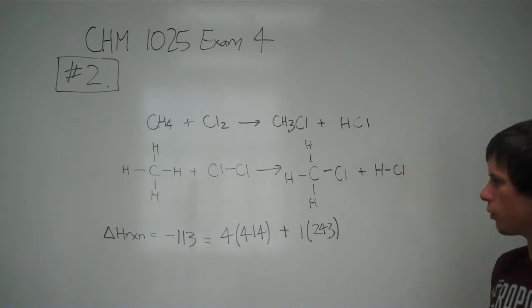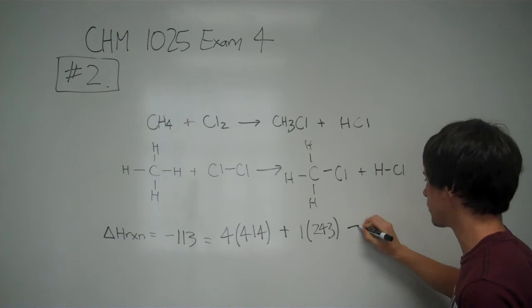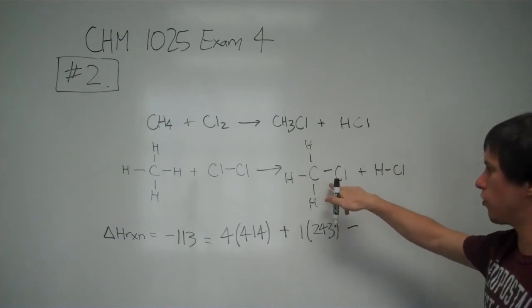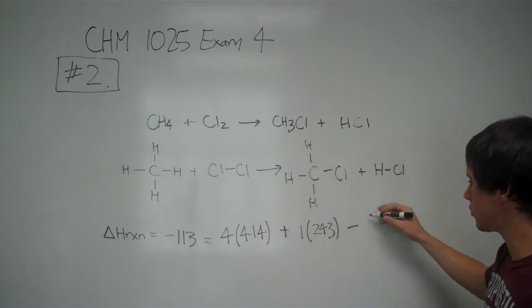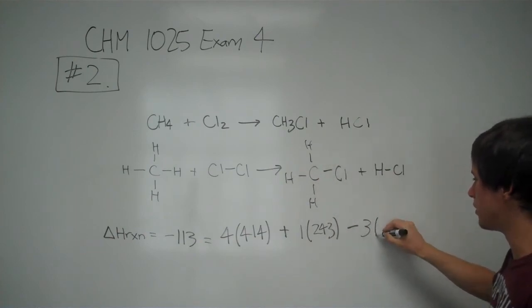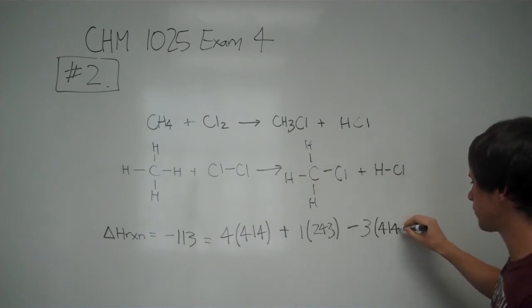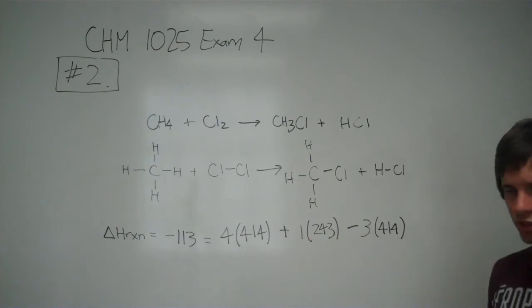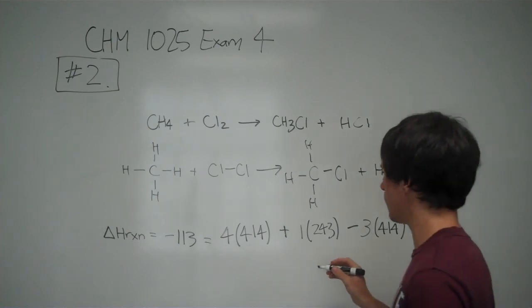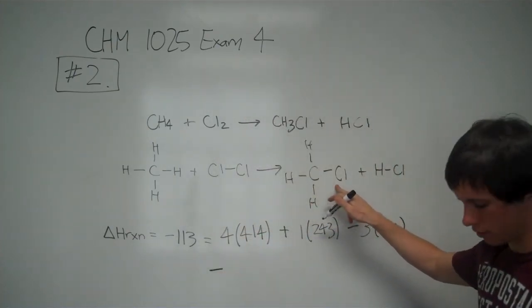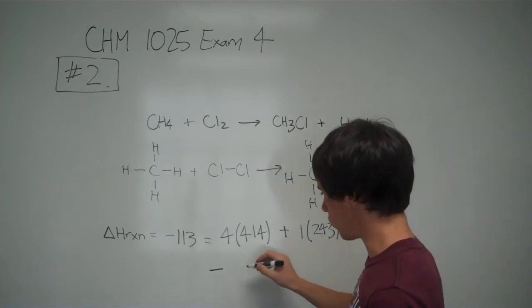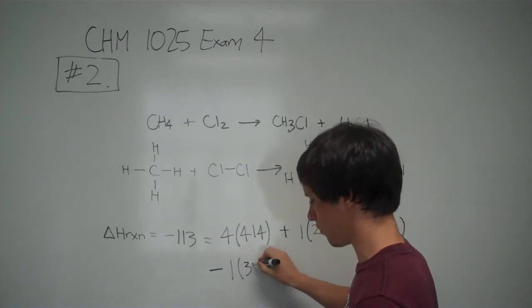Okay, so now we're done with the reactants. We have to subtract the products. So as you can see, we have 3 carbon-hydrogen bonds. 1, 2, 3. So we're going to subtract 3 times 414. Then we still have some more stuff to subtract because we're not finished with the products. So we're going to subtract 1 carbon-chlorine bond. So minus 1 times 339.